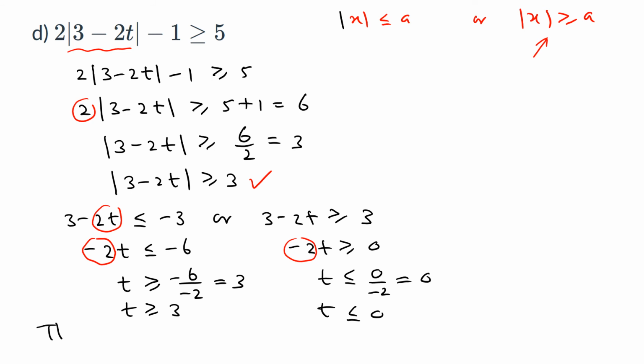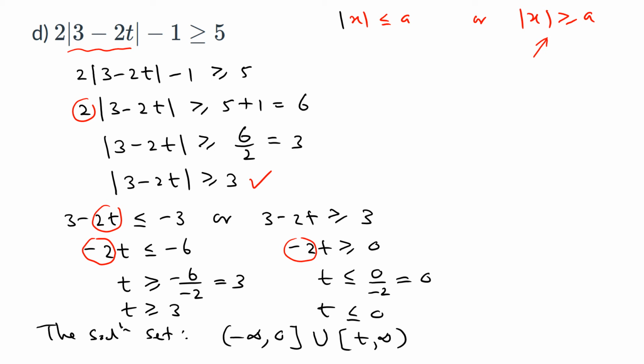So the solution set says t greater than 3 or t less than 0. That means you have negative infinity to 0, including 0, or 3 to infinity. So that's what you get.